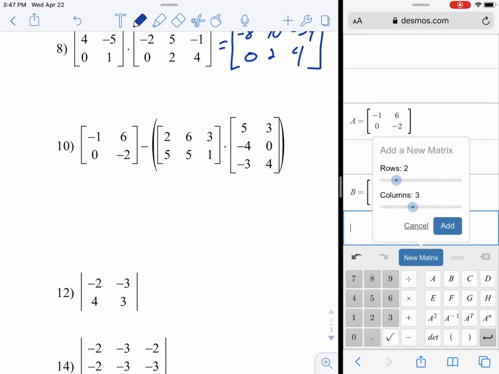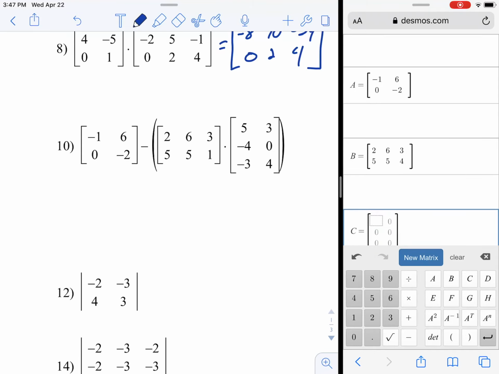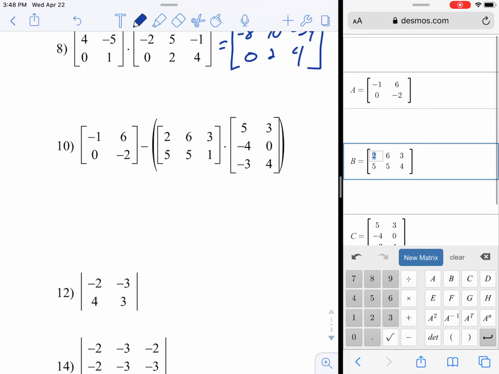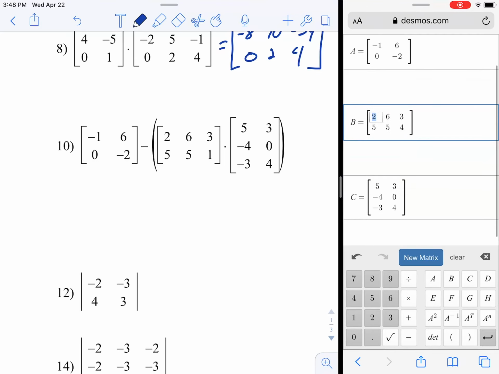And new matrix, this one is a 3 by 2, 5, 3, negative 4, 0, negative 3, 4. And what do we want to do? We want to do A minus parenthesis B times C. A minus parenthesis B times C.